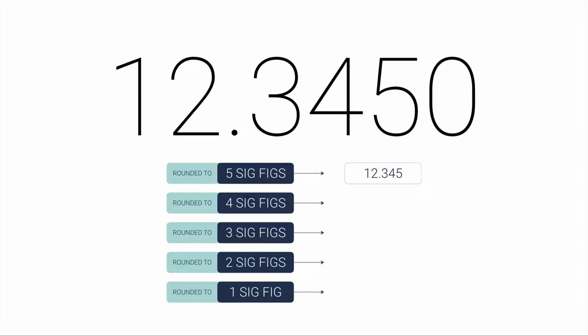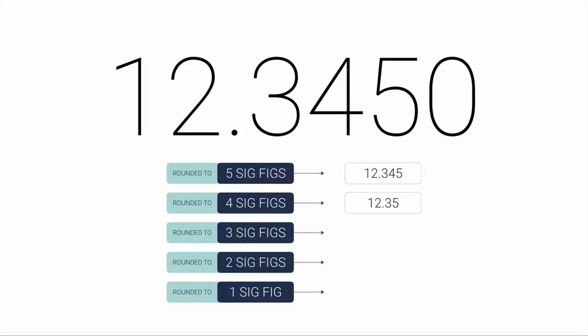How about 4 significant figures? Well, I want to keep this, and this. So I want to get rid of this 0, which I know I can do. And then I want to look at that 5. Is the 5 going to promote the 4 up to a 5? Yes, it will. So this new measurement becomes 12.35.